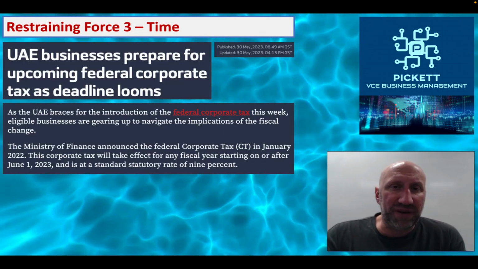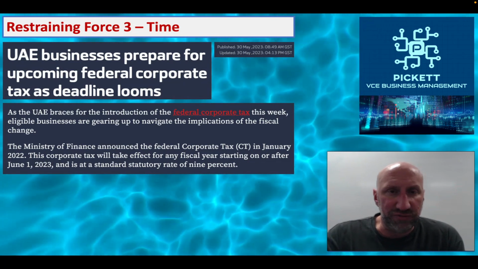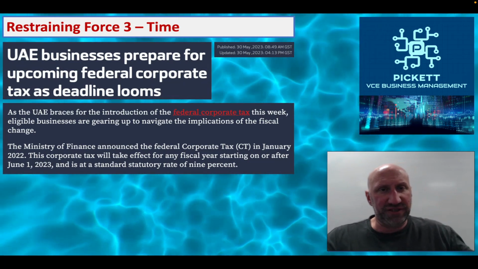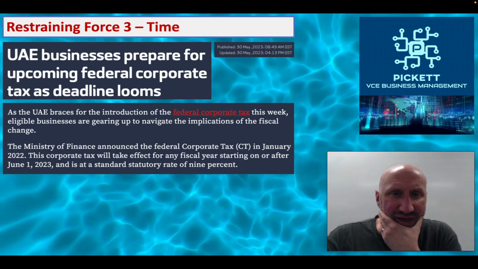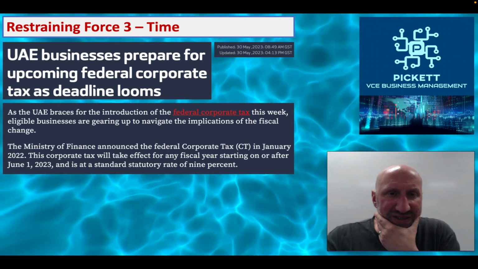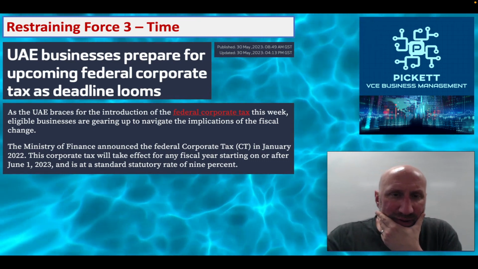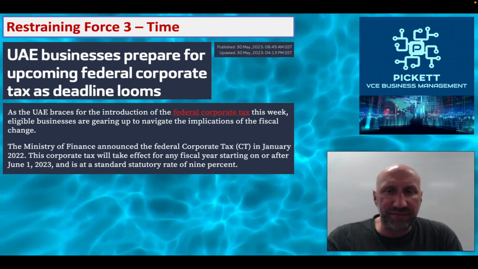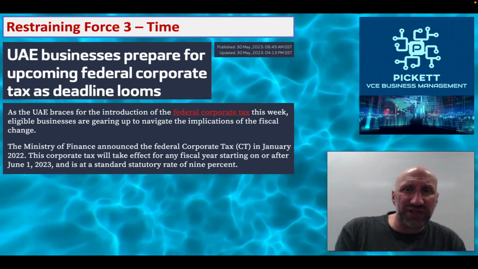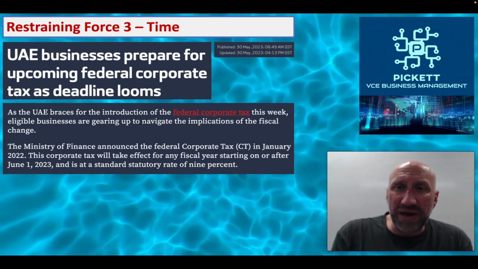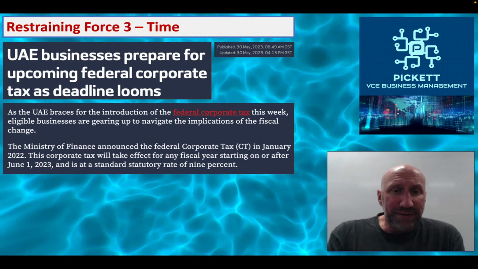UAE businesses prepare for upcoming federal corporate tax as deadline looms. So UAE, United Arab Emirates, so we're going international here. Introduction of federal corporate tax this week. Now, they announced this tax in January 2022. This article is May 2023.